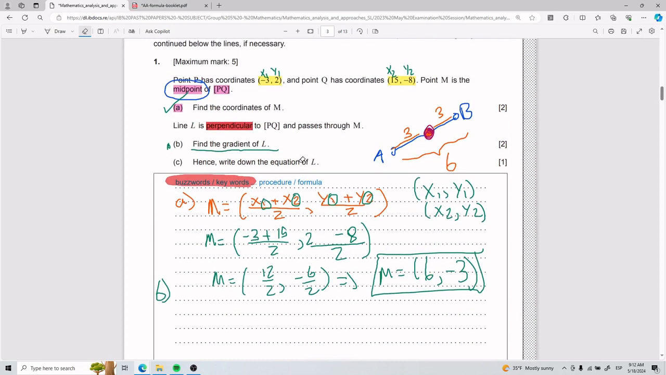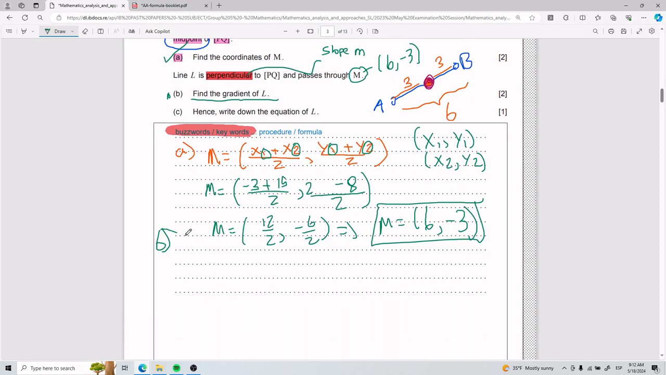Now, back to reality. In part B, they tell us that line L is perpendicular, so this is a big hint for M, okay? Like your slope, so slope M. I know there's two M's here, so I'm going to put slope M. And they tell you that it passes through midpoint M. And so midpoint M we said was 6, negative 3.